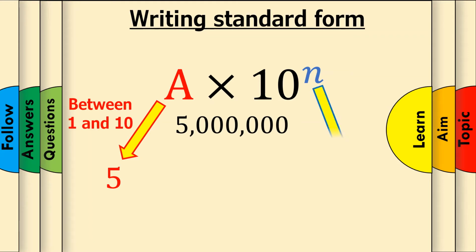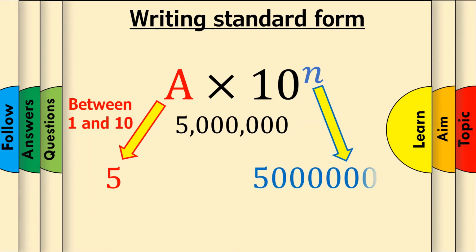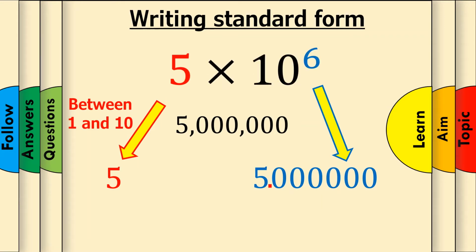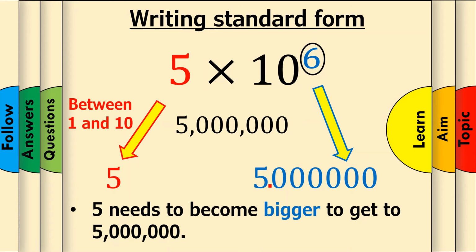Now, to get n, we just need to work out how many places the decimal point has moved. From 5 million, the decimal point has moved 1, 2, 3, 4, 5, 6 times to get to 5. So we just fill in our style. A is 5 and n is 6. Remember, it's just 6, not minus 6, because we need to make 5 bigger to get to the original number, 5 million.